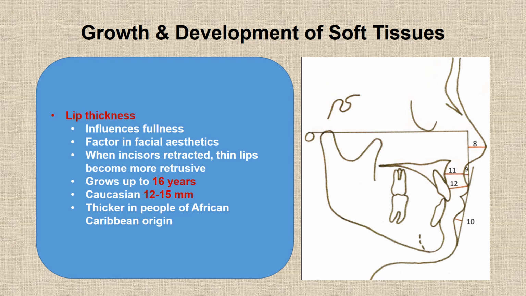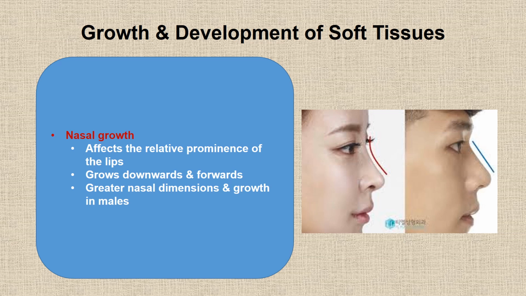Now, nasal growth. Nasal growth affects the relative prominence of the lips. The nose tends to grow downwards and forwards, and generally the nasal dimensions and growth are greater in males compared to females.